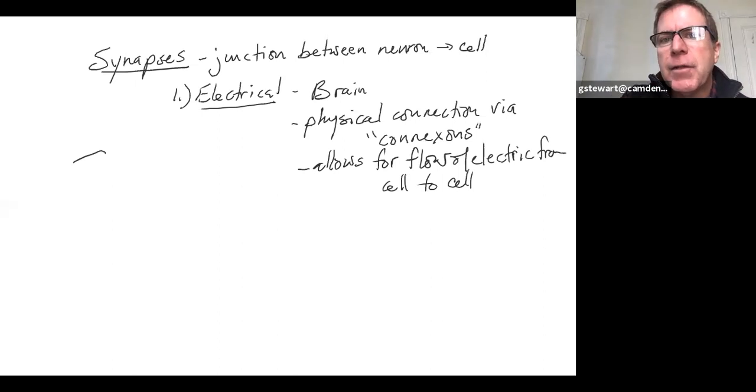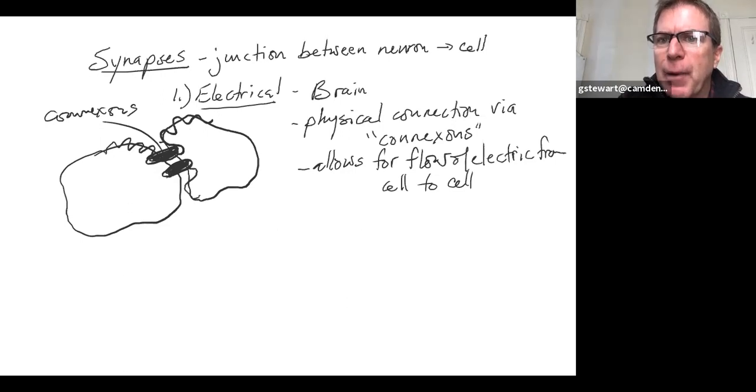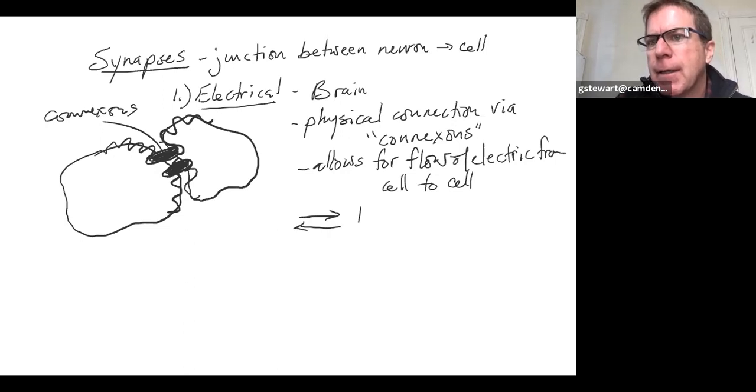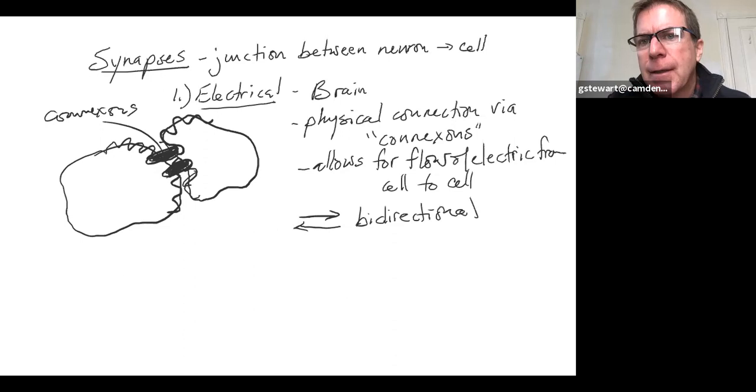All right, and so if this is a cell in the brain, I'm not going to draw a fancy nerve cell, and here's another cell in the brain, we have a physical connection of these proteins. These things are called connexons. And literally electrical information can flow right across from cell to cell. And the direction of flow is bidirectional. It can go either direction. So I'm going to draw two arrows like this and say this is bidirectional. That allows for more of a synchronous type of communication between cells, and we need that particularly in our brains.